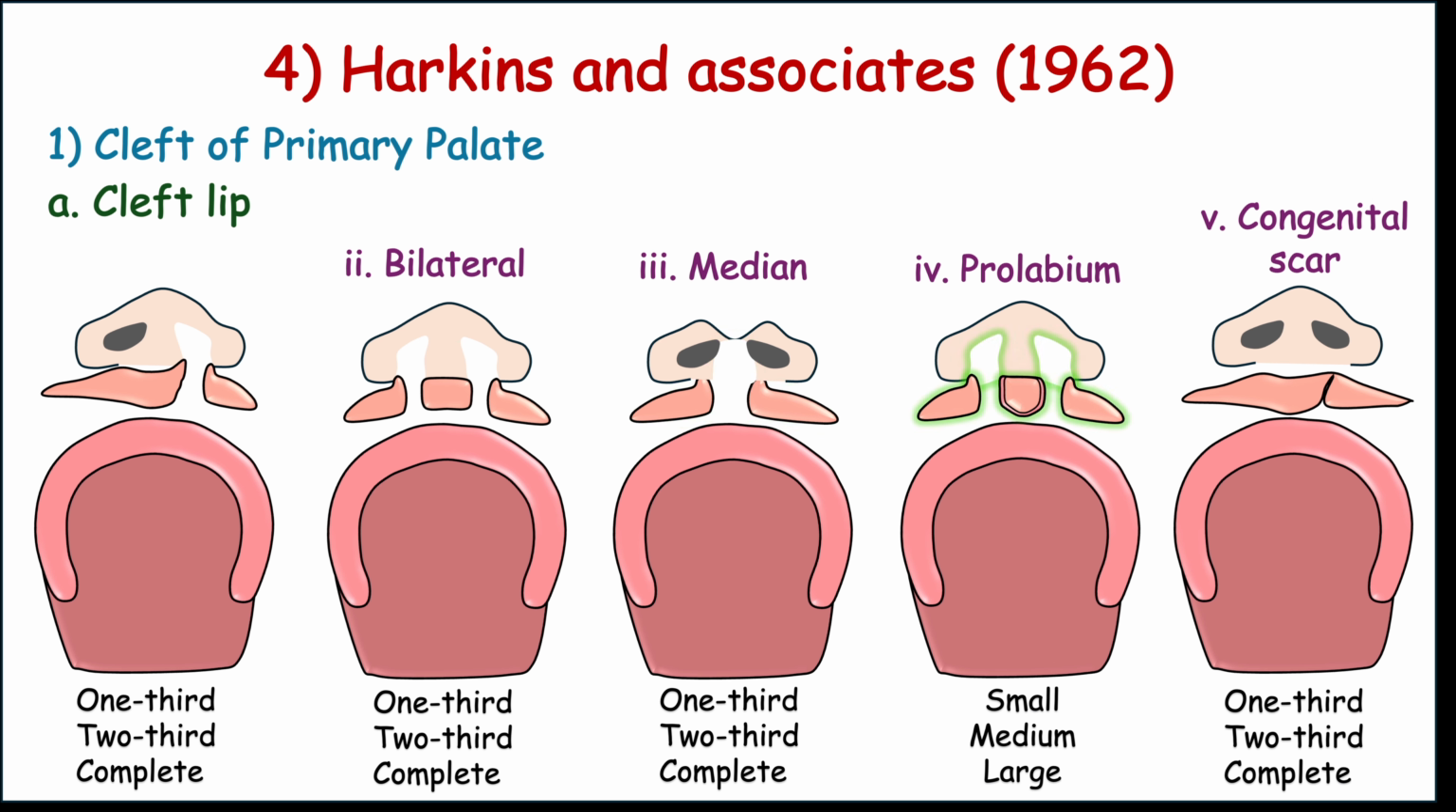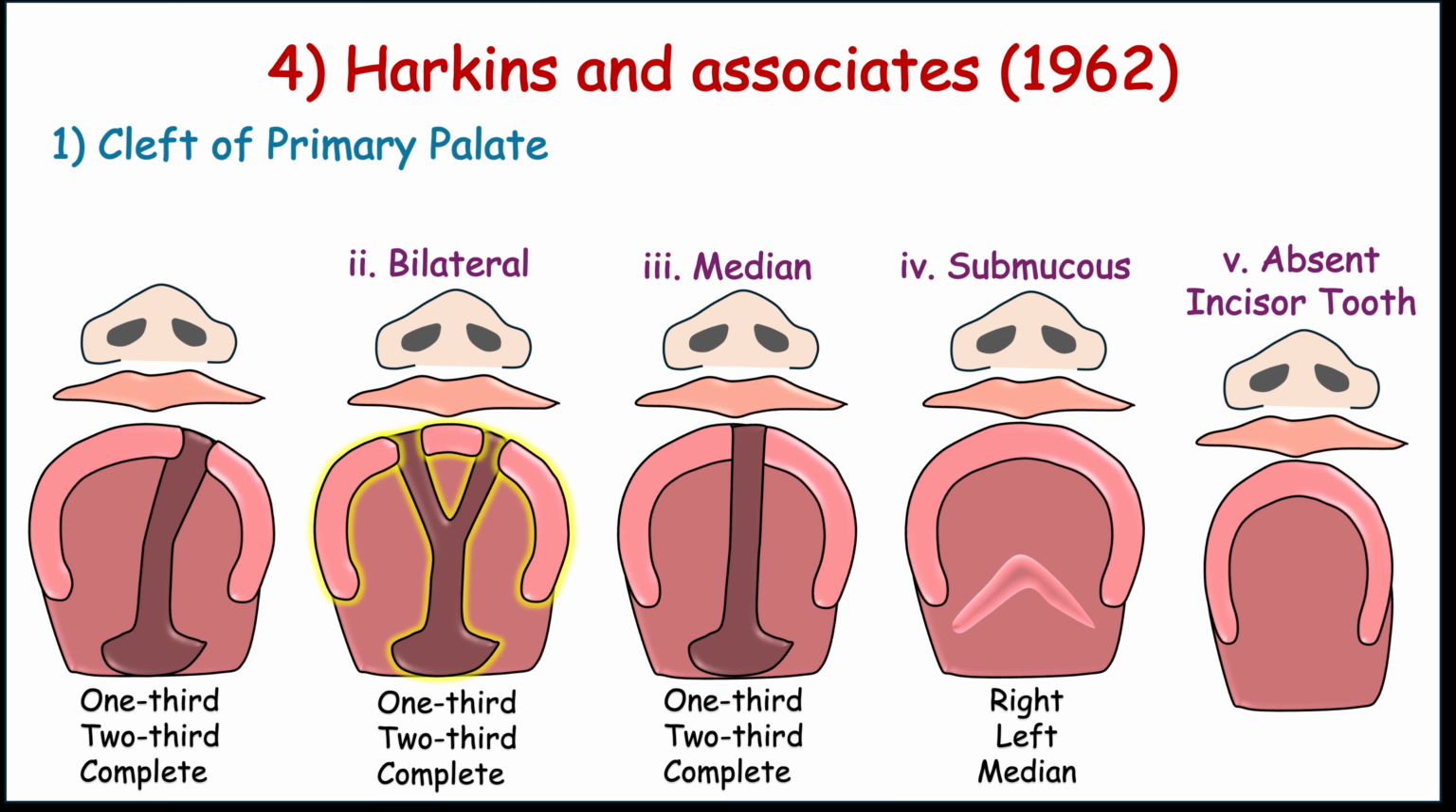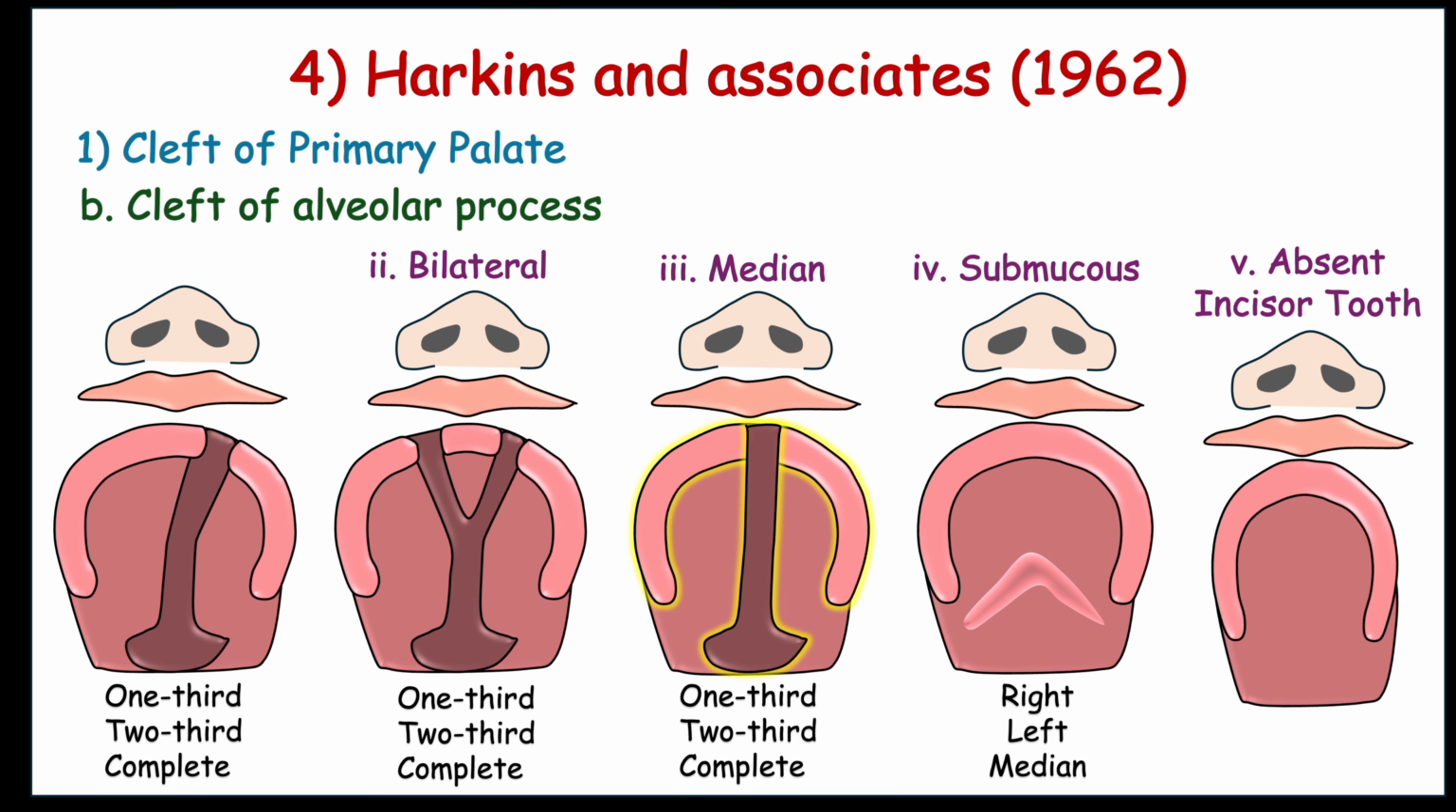Fourth one is prolabium. It can be classified based on its size, which is small, medium and large. Fifth one is congenital scar. Cleft of alveolar process is also unilateral, bilateral, median and subcategorized into their extent, which is 1/3, 2/3 or complete. And then submucous cleft. It can be subcategorized into right or left or median area. And the last one is absence of incisor tooth.